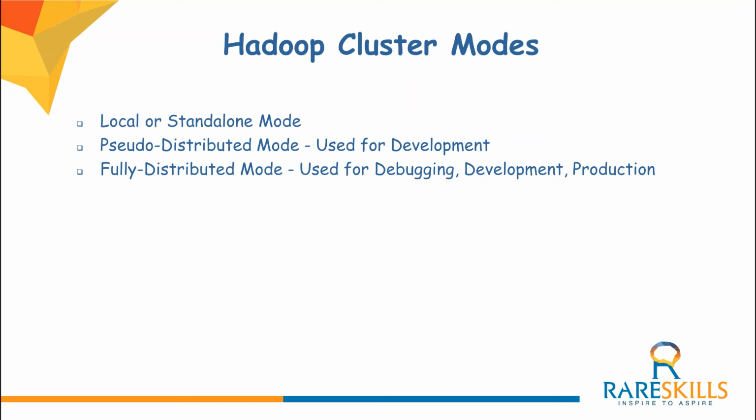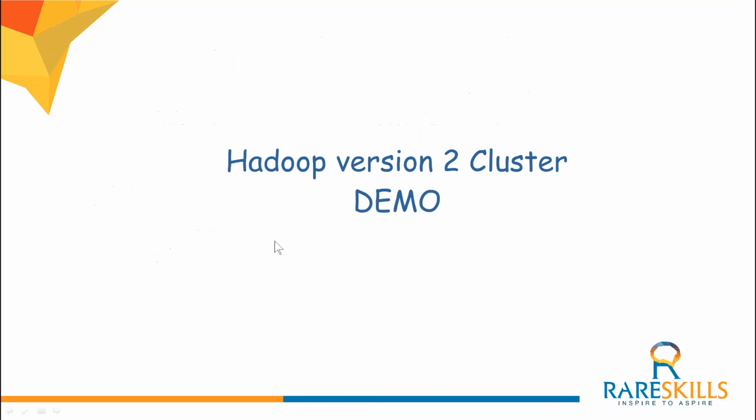After that, we have the fully distributed mode, which is used for debugging purposes and runs in production as well. So basically all the Hadoop processes run on different nodes. So we are going to talk about the fully distributed mode in this demonstration here.